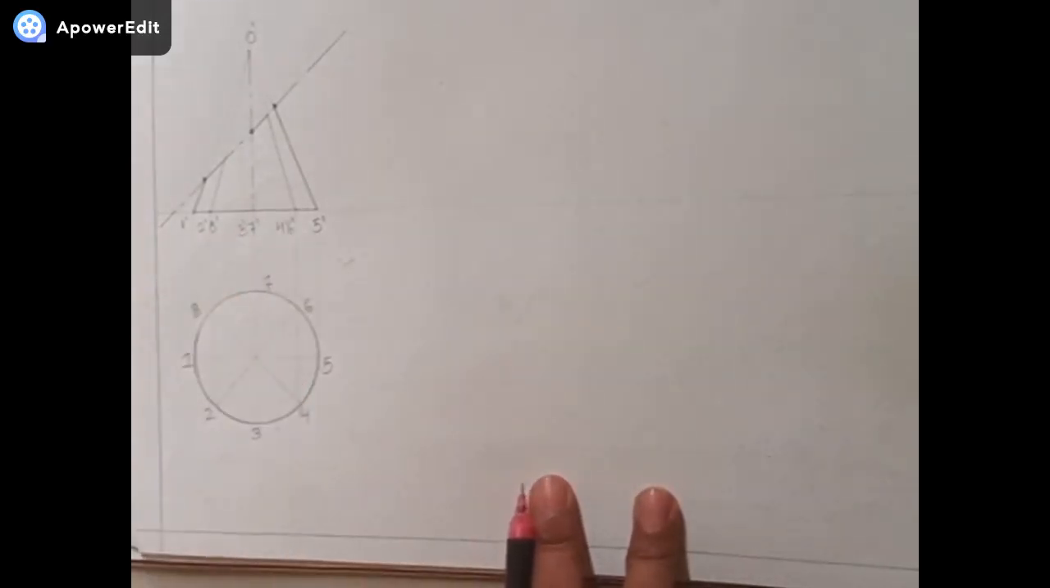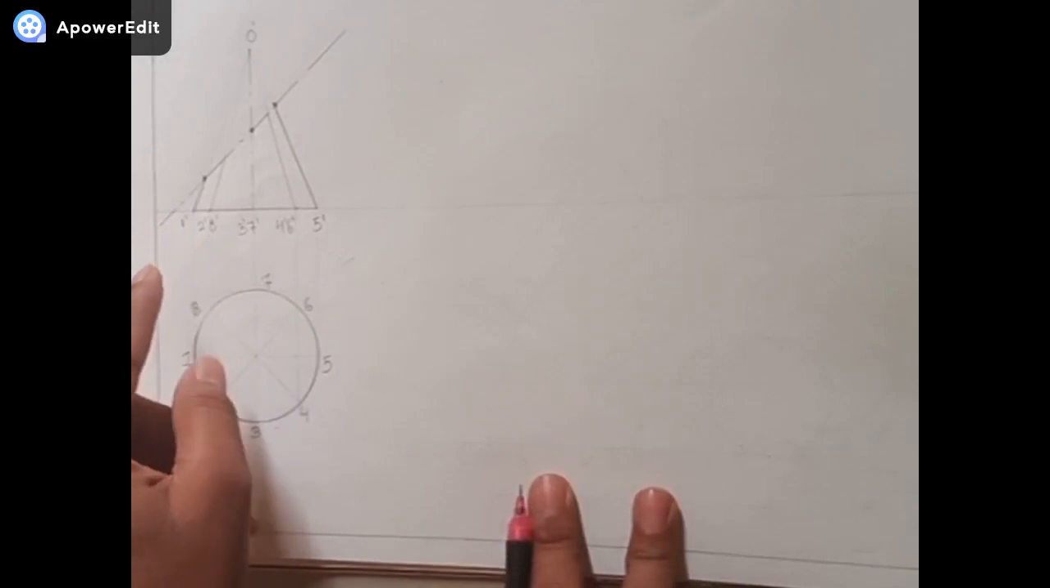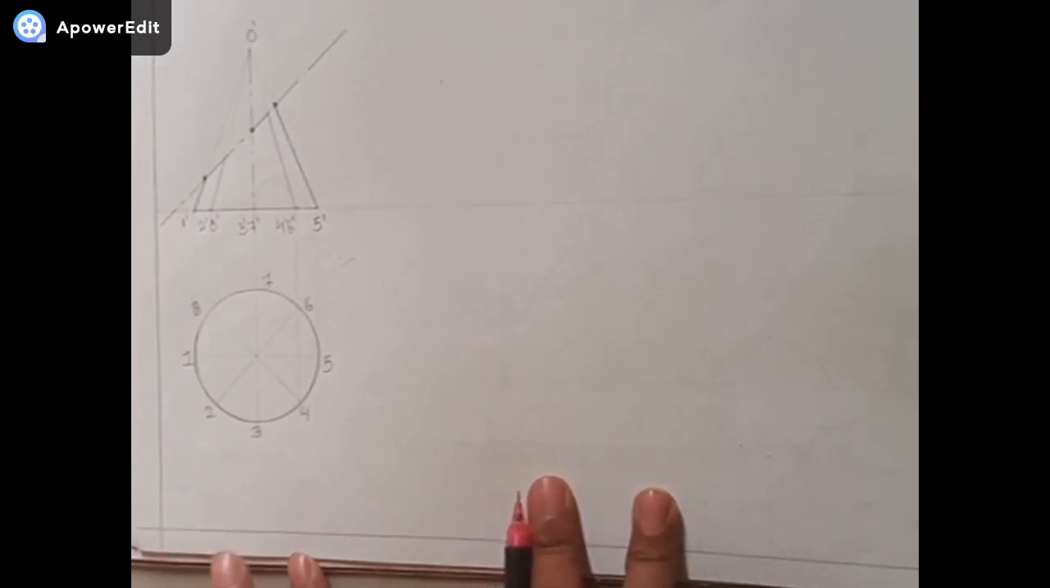Now here one important point you have to note, guys. This 2 dash, 8 dash and 4 dash, 6 dash is the generators of the cone. In the cone, only the two end generators must be made dark and the remaining generators should be left as it is. It should not be made dark, it should be made very faint lines.